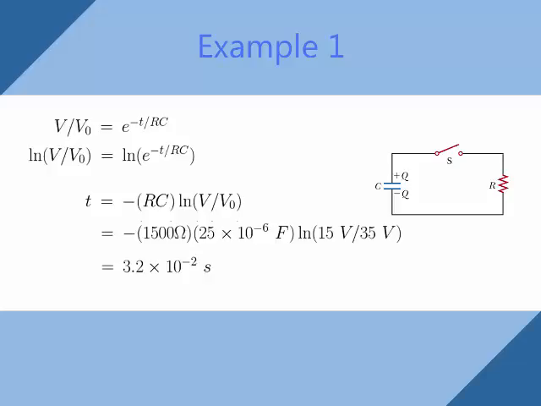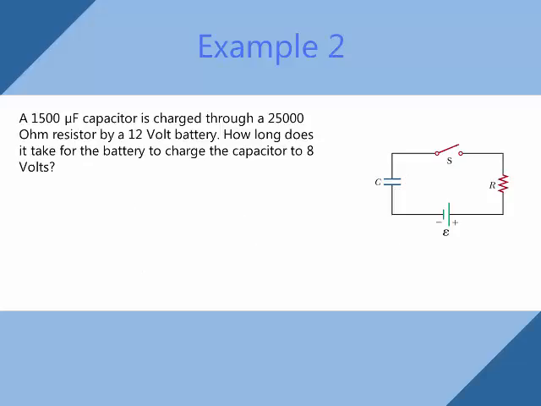In our second example, we have a 1500 microfarad capacitor charged through a 25,000 ohm resistor by a 12 volt battery. We would like to know how long it takes for the battery to charge the capacitor to 8 volts. Here, we are charging a capacitor using a battery, so we would like to use the equation for charging a capacitor.